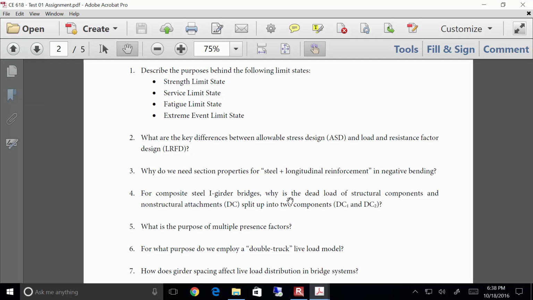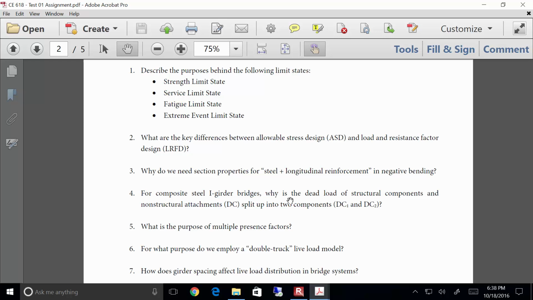All right, number two, what are the key differences between allowable stress and LRFD? There's probably about 50 or 60 ways you could have answered this, but really the main thing I was looking for was that allowable stress design just straight uses factors of safety, whereas LRFD does a better job taking into account uncertainties associated with design. You know, the fact that you have live load factors that are higher than dead load factors and other facets of that. I think a lot of you said something that was fairly close, so we were good there.